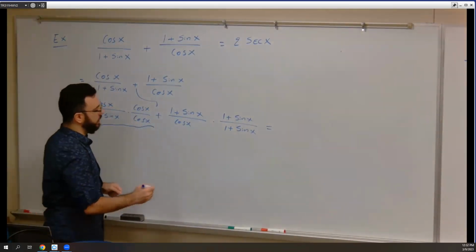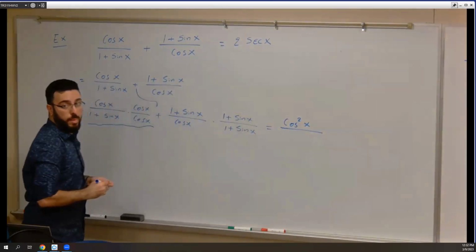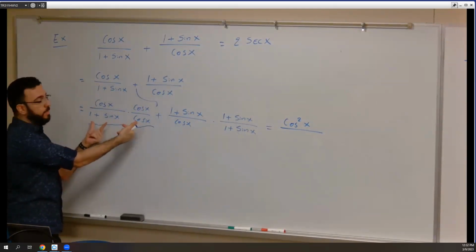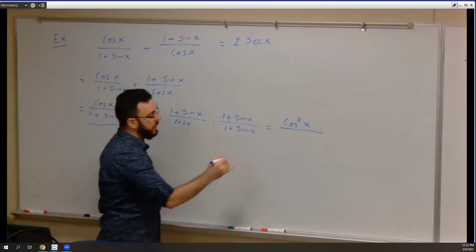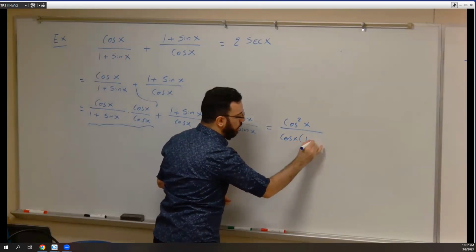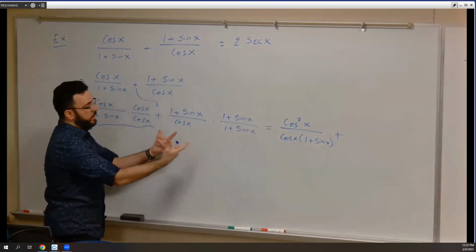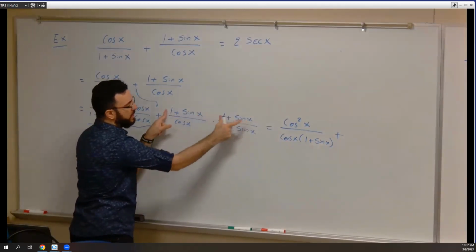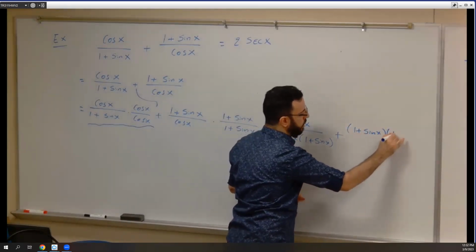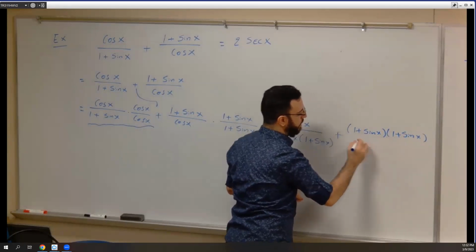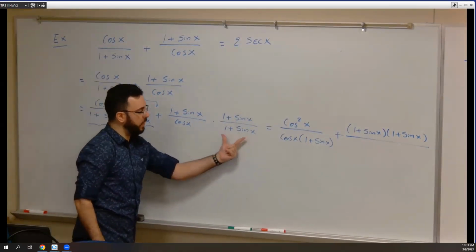Cosine times cosine is going to be cosine square x. On the bottom part, I don't have to multiply these. I'm just going to write down cosine x, parentheses 1 plus sine x. Here's the plus sign. For the second part, the same thing. These two parentheses, 1 plus sine x, 1 plus sine x, over cosine x, 1 plus sine x.